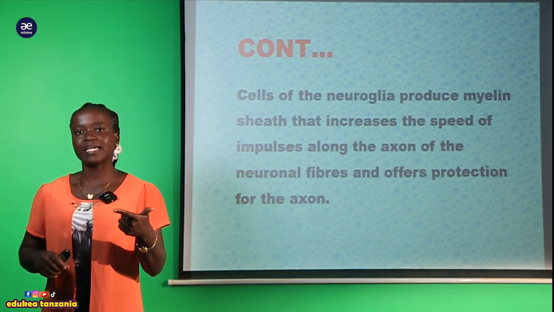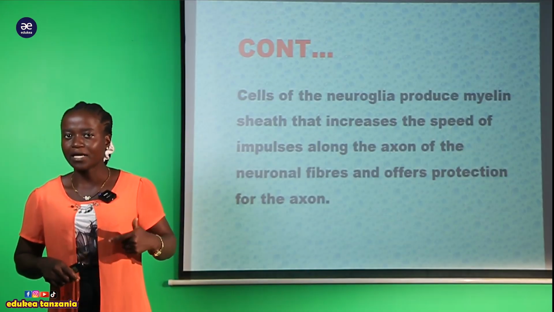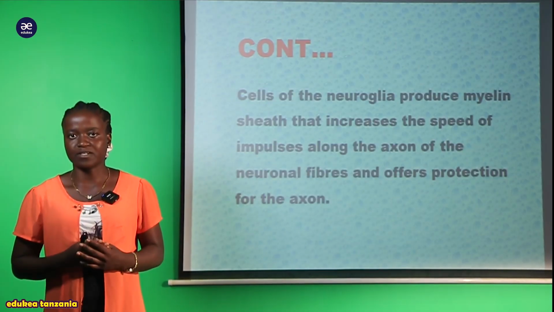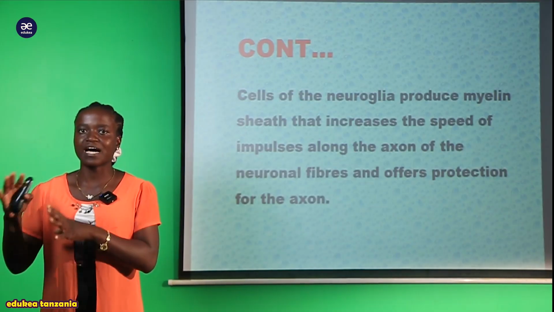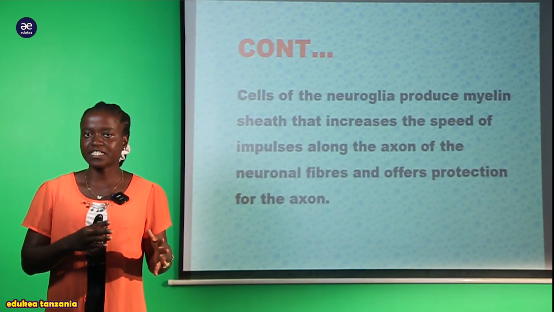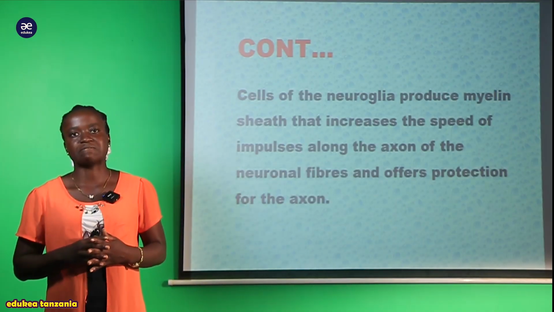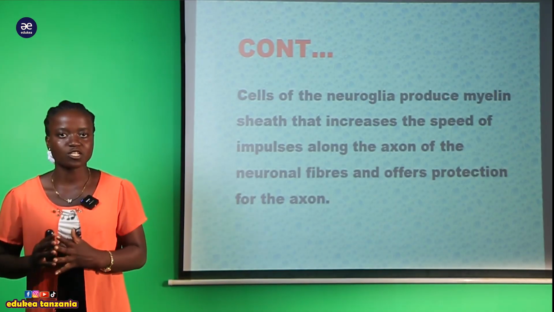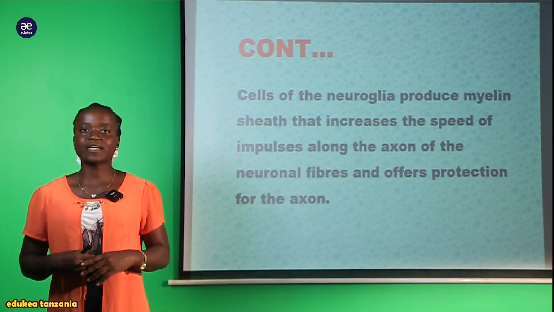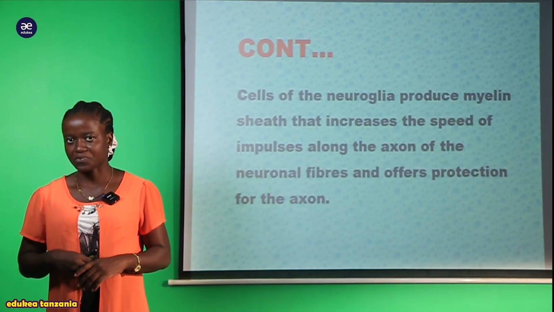So this neuroglia is there to speed up the rate of transmission of the impulse from one area to the next region, that is from the affected area to the central nervous system, that is into the brain and the spinal cord for further interpretation and thereafter to bring an appropriate response.